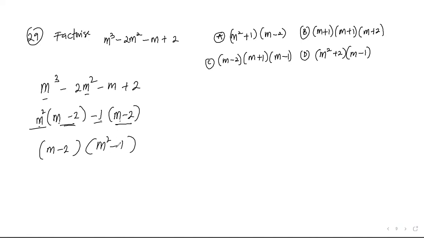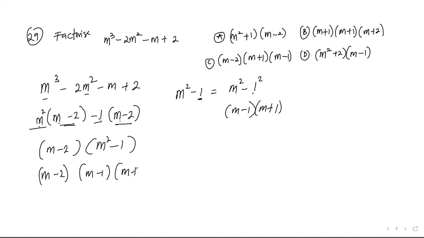Now you see, when you have this kind of thing, what should come to your mind? Difference of two squares. Please, JAMB students, difference of two squares is very important. So this m squared minus 1 can also be written as m squared minus 1 squared, because 1 squared is 1, right? And difference of two squares is right here. So we have m minus 1 times m plus 1. That's what I'm going to put right here. So I have m minus 2, m minus 1, and m plus 1. That's factorizing this. So the answer should be, I think it's D. I mean C, C is correct.